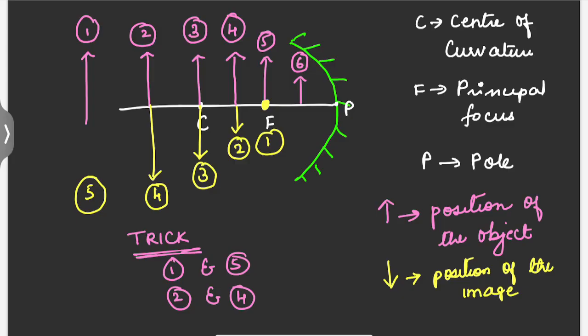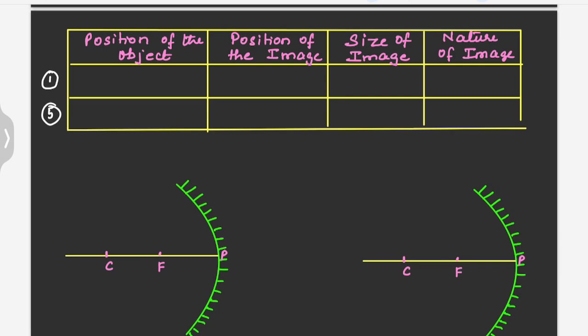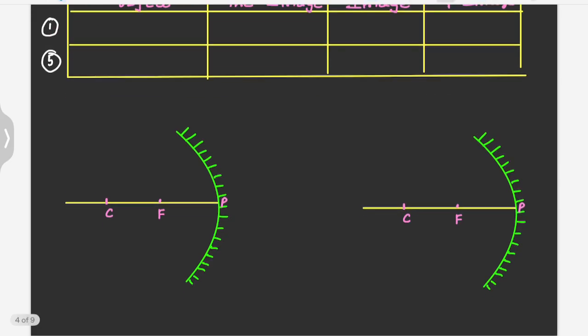So 1 and 5 means in the first ray diagram, the position of the object is placed here, and then the fifth one is this. So these two ray diagrams we are going to learn together. Now let us learn how to draw the ray diagram. The trick we have learned: always learn drawing ray diagrams 1 and 5 together, because you can find almost similarity in these 1 and 5. So this is ray diagram 1 and this is the fifth ray diagram we are going to learn together.